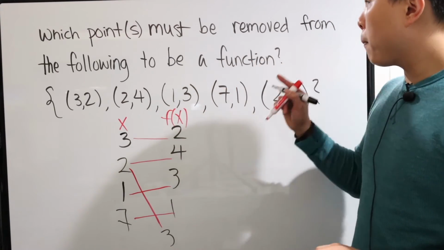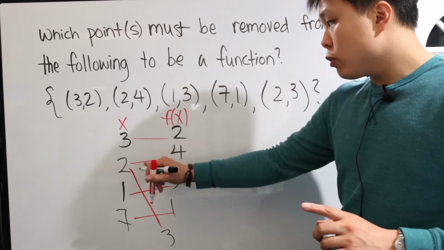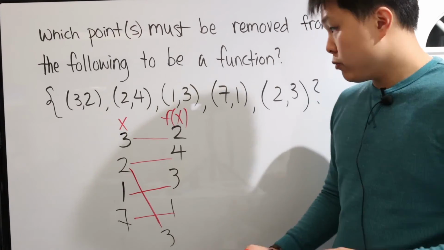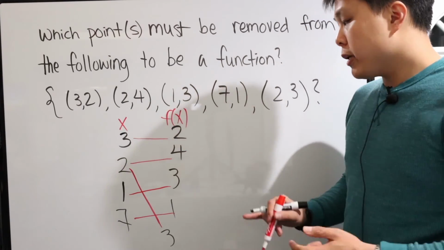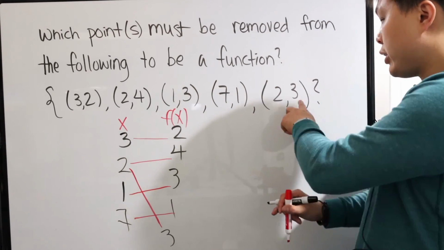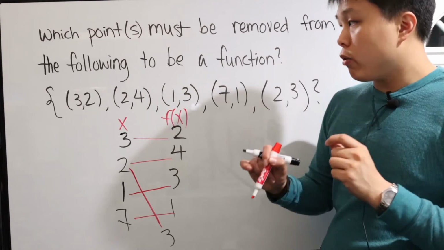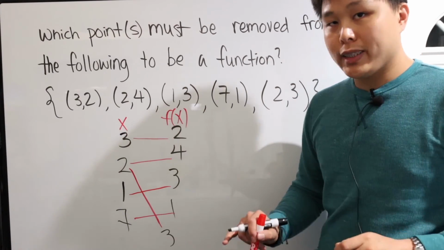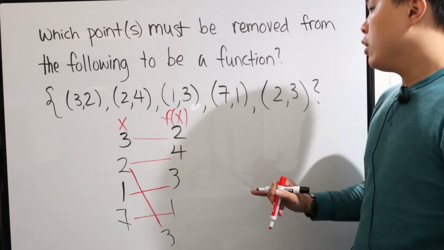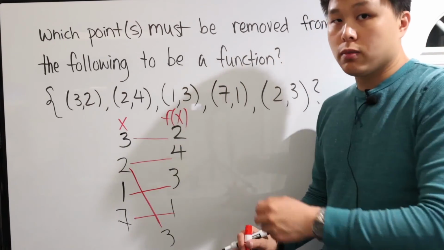So, which point or points must we remove? Here's the trick. You could either remove 2, 4 or 2, 3. Right? You only have to remove one of them. Because when you remove, for example, 2, 4, you know now when you put in 2, you get 3. Or vice versa. If you remove 2, 3, you know now if you put in 2, you get 4 exactly. The only problem is that these two exist in the same function, right? So one of them has to go away. Once that goes away, this whole set of points is a valid function.